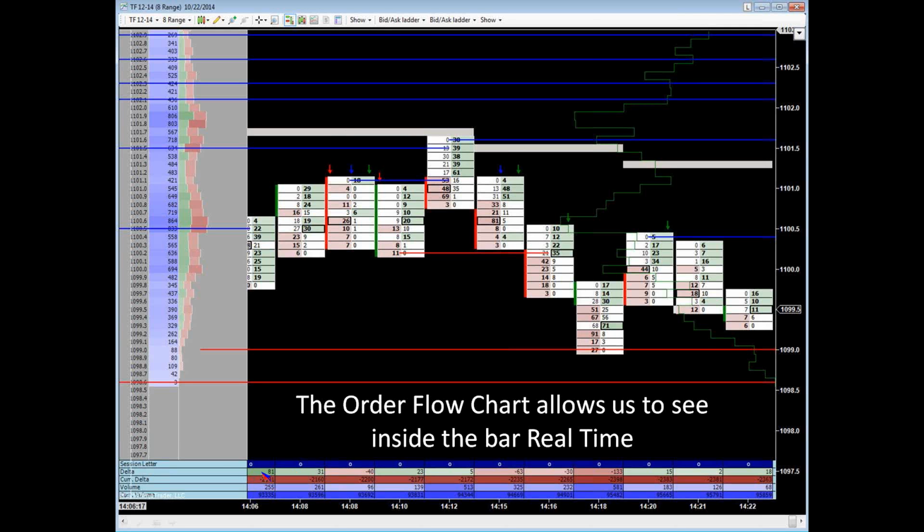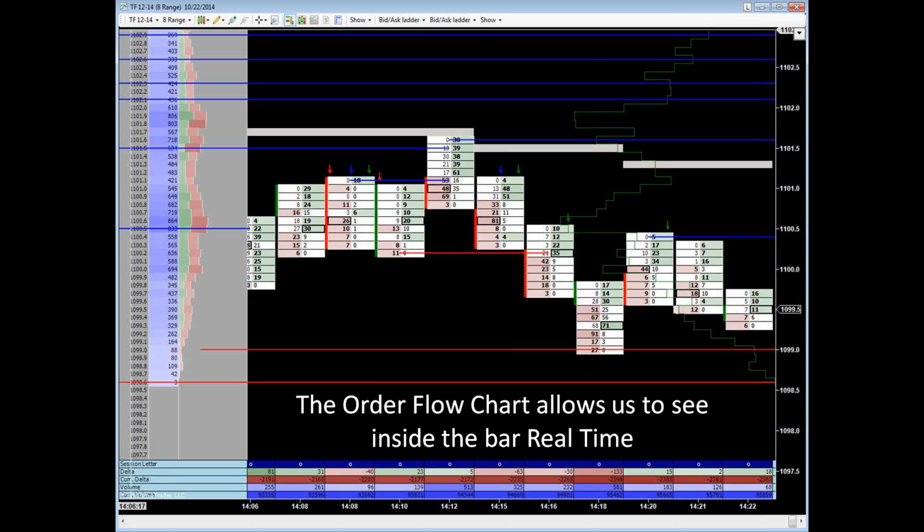Down here we've got the delta, and you can customize how many of these categories that you want to see on your screen. I just want the delta. You can put the bid and the ask on there. You can do lots of options down there, but I just want the delta. And the delta will tell you the difference between the buy orders and the sell orders. So for example, when you see minus 63 here, you have 63 more sell orders on this bar here than you do buy orders.